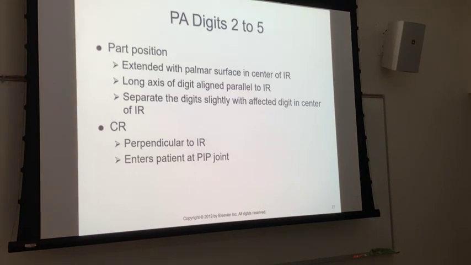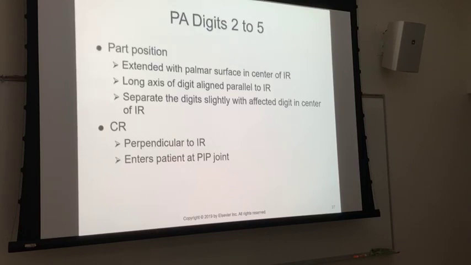So, we just covered the central ray location from the humerus all the way down to the tips of the fingers. You're just going to put the central ray in the middle of the anatomy. Middle of the elbow, middle of the humerus, middle of the forearm, middle of the carpal bones. You get it, right? So don't overcomplicate it.